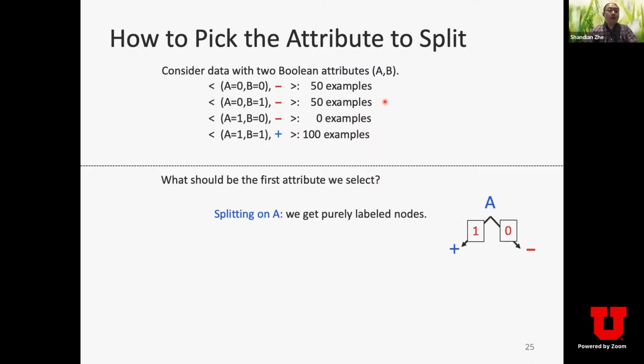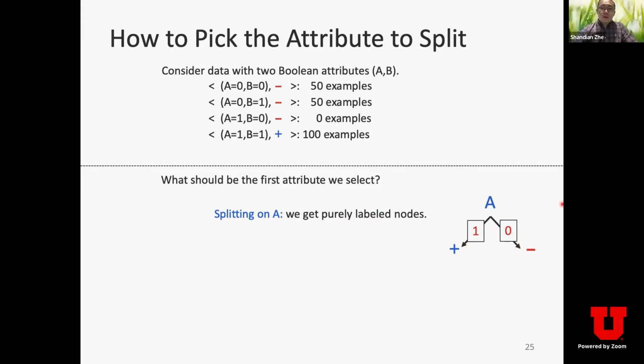If we use A to split, A takes either 0 or 1. If we look at A is 0, all the 100 examples here are labeled as negative. If A is 1, all the other 100 examples are labeled as positive. So we can see that after we split on A, every subset is 100% purely labeled, with a unique label. That's very good.